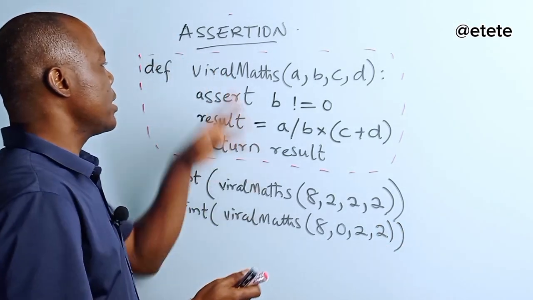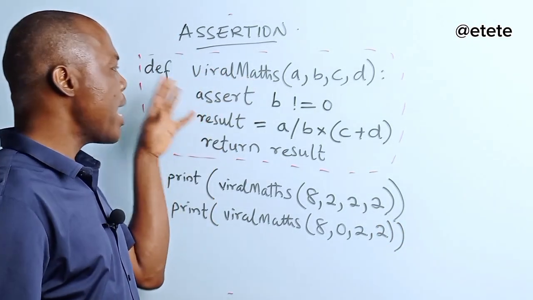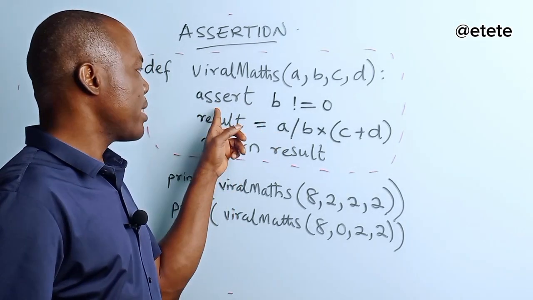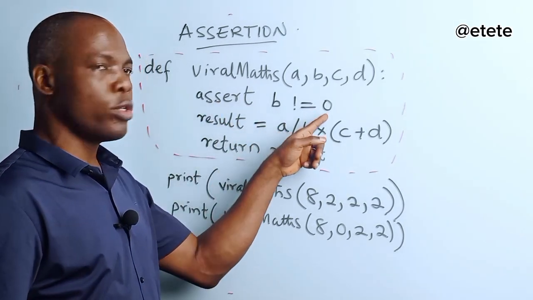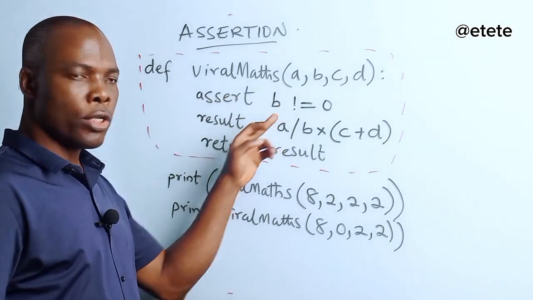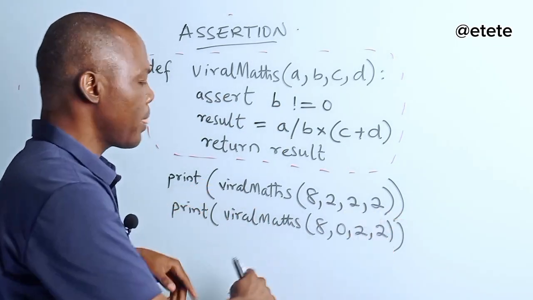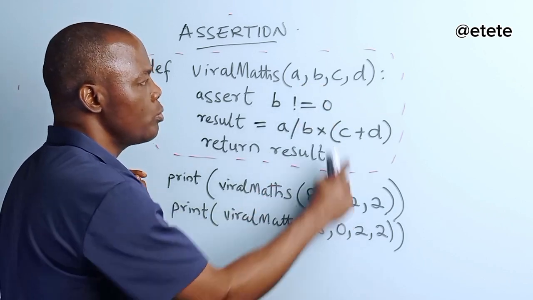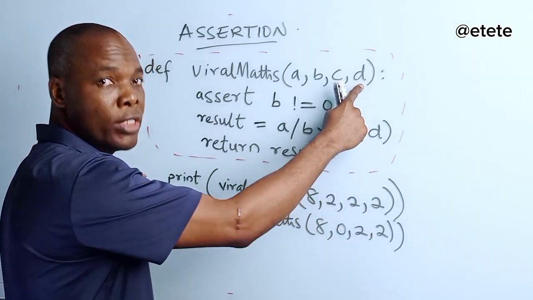Now, this is my function that I've written. And in this function, I've introduced the assert statement. So I'm saying assert B not equals to 0. So it's going to test this condition once I supply this parameter. So this 8 will be given to A, and 2 will be given to B, 2 will be given to C, and these other 2 will be given to D.